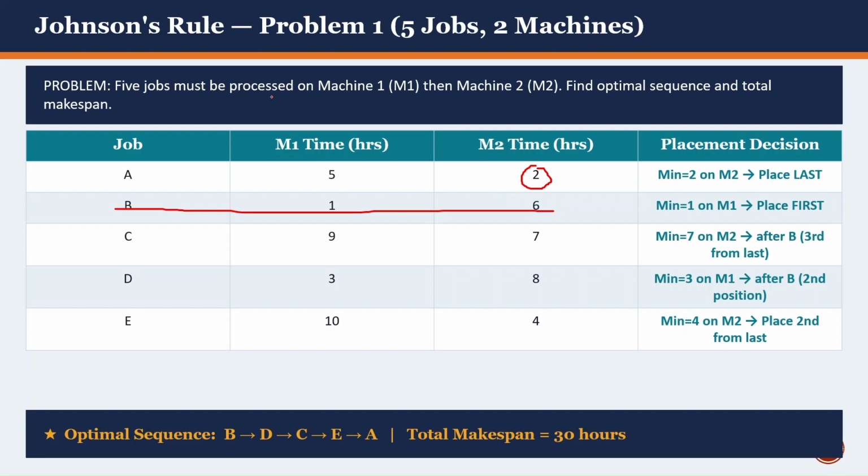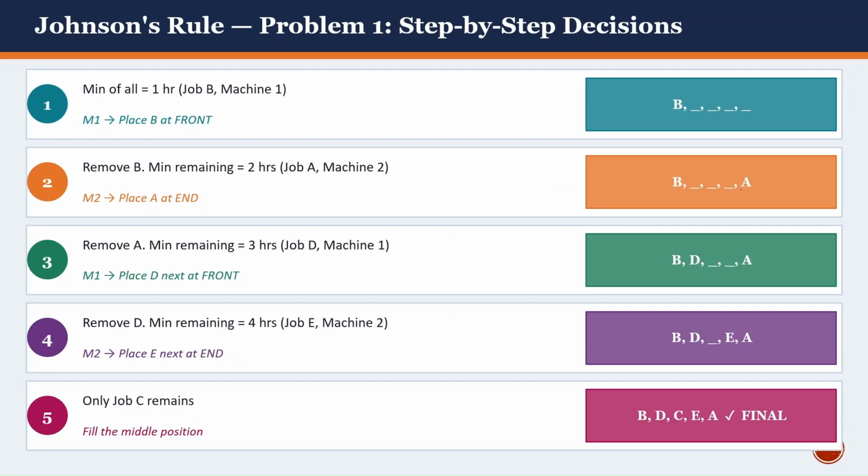If the minimum is observed on second machine, what I need to do is I need to place it last on machine 2. Now that is what being done. It is the B and A. A is scheduled at the last. Now next step is I'll remove A. So I'll remove A here.